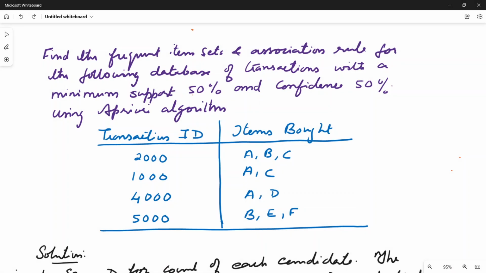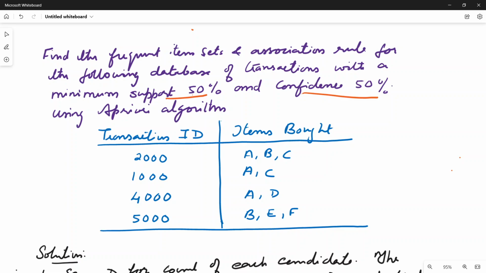Hello everyone, in this video I'll explain how we can use the Apriori algorithm for finding frequent data items. Basically, this algorithm analyzes a data set to determine which combinations of items occur together frequently. Frequent item sets are items that have minimum support. In this particular problem, the minimum support is given as 50% and the confidence is also given as 50%, and we are supposed to find the frequent item sets and the association rules using the Apriori algorithm.